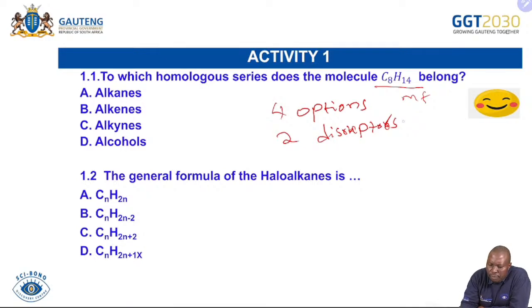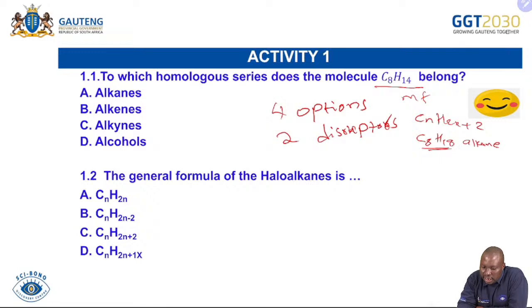Remember, the general formula for alkanes, we said, is CnH2n+2. So if this C8H14 is an alkane, it means, we said the n is the number of carbons. So the number of carbons is 8. So you will say C8, H 2 times 8 is 16 plus 2, C8H18. The alkane with 8 carbons must have 18 hydrogens. So this is not an alkane.